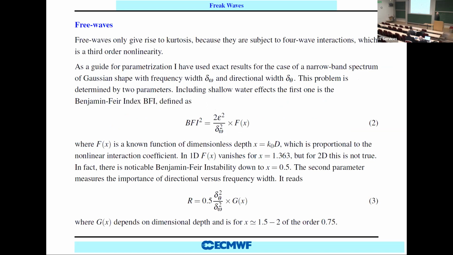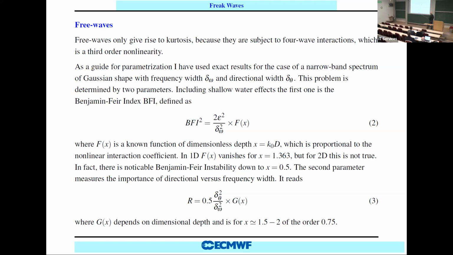Then the free waves is a bit more of a challenge. Then you should realize that I was talking about this four-wave interaction process, and there are special circumstances under which this process is very efficient. And that is when you have a very narrow band spectrum in frequency, and you have a very narrow band in direction. In those cases, you get very efficient transfer of energy from the carrier wave to the sidebands, and therefore a rapid broadening of the spectrum. And this is then associated with a rapid increase in kurtosis, as we will see in a moment.